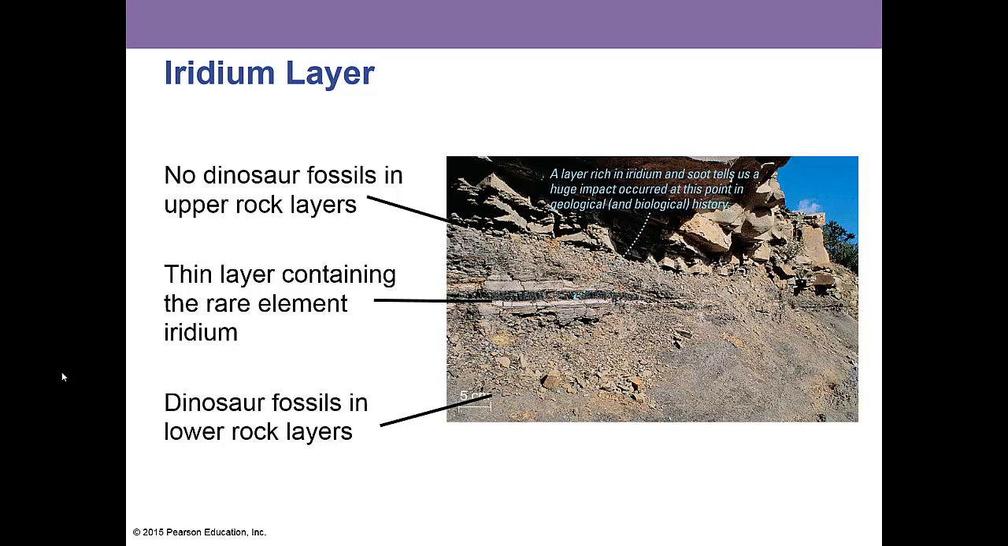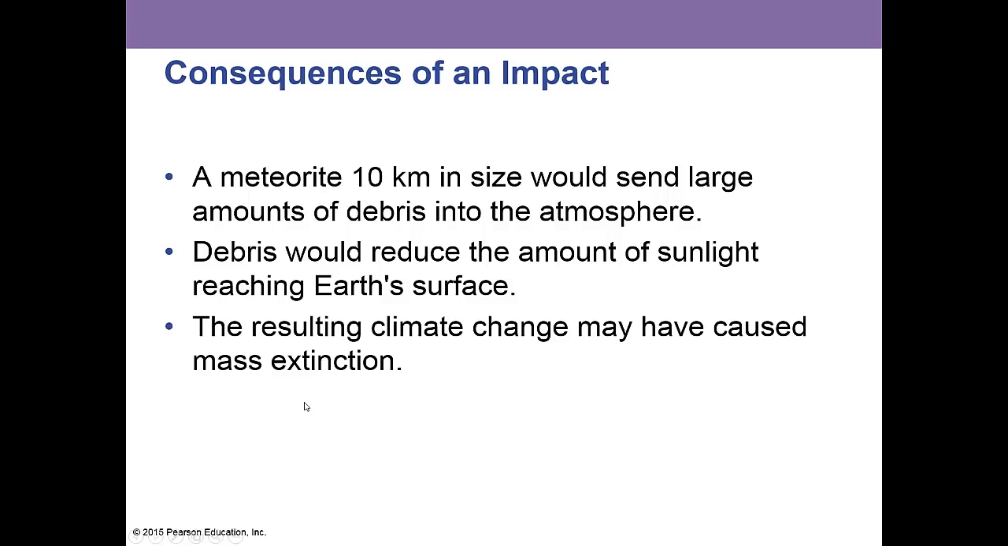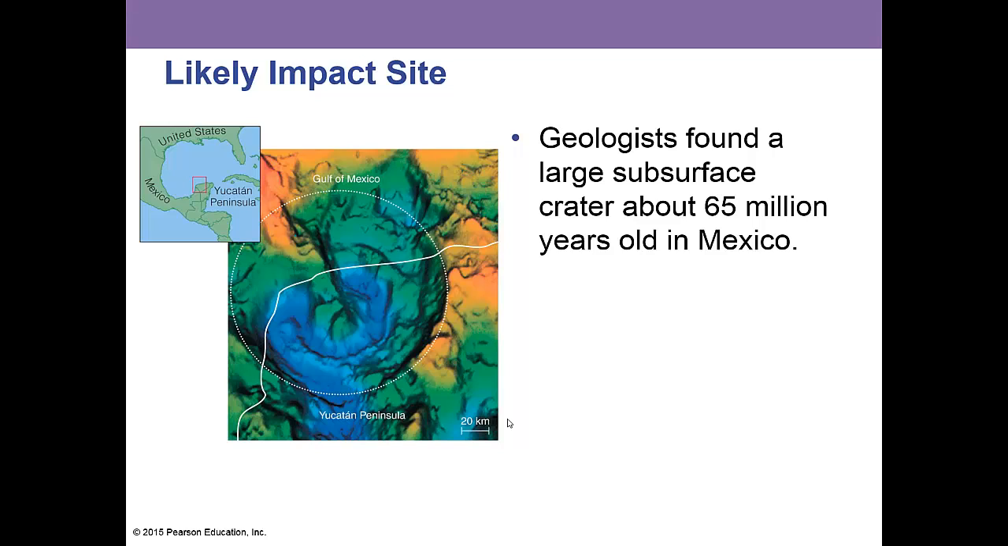So you can see right here, a layer rich in iridium, and it tells us a huge impact occurred at this point in geological and biological history. It's usually about an inch or two tall, while the dinosaur fossils lie in the lower rocks. A meteorite 10 kilometers in size would send large amounts of debris into the atmosphere. That debris would reduce the amount of sunlight reaching Earth's surface, and the resulting climate change may have caused mass extinction. The likely impact site for this is the Chicxulub crater in the Yucatan of Mexico.